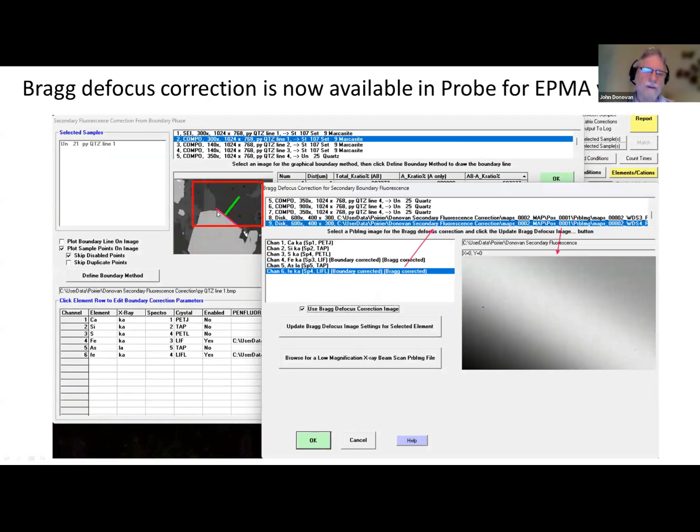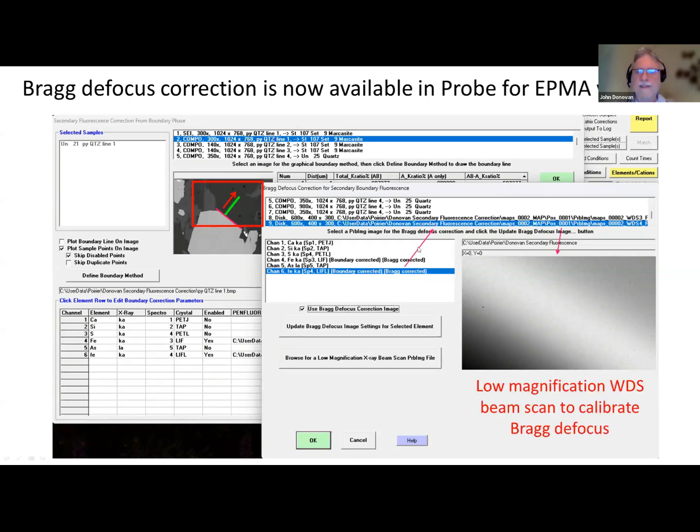So here's an example. Here's a grain boundary measurement where we're measuring iron in quartz adjacent to pyrite. So the beam incident material is quartz and the boundary material is pyrite. What's important to think about is that as we move away from the boundary, when we do the correction, we consider each point here to be the center of our analysis, because our beam is stationary but our stage is moving the boundary away. So that boundary is actually moving away from us, and that's when the defocus effect comes into it.